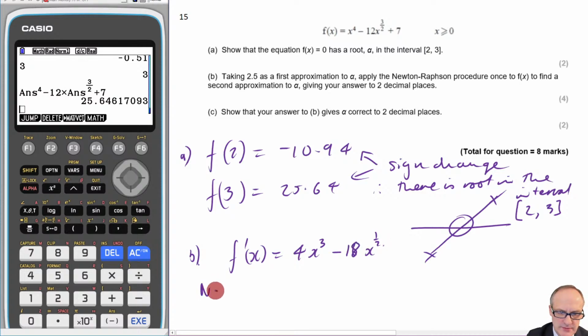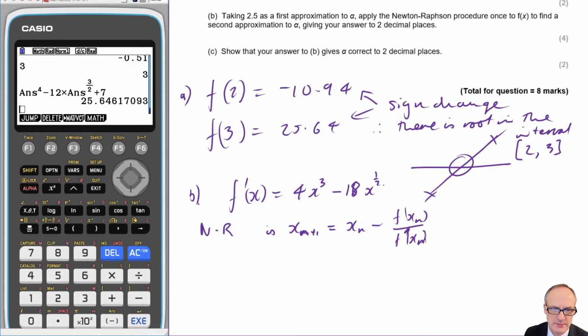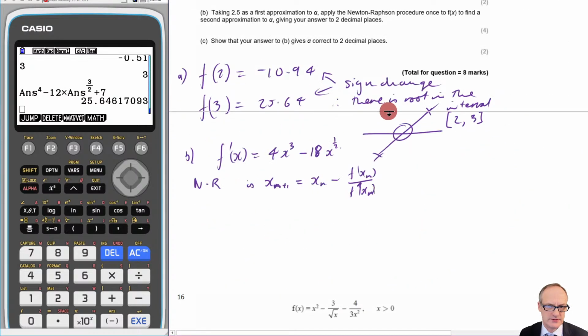Now, the Newton-Raphson method, I'm just going to call it NR, is x n plus 1, the next term, is equal to x n minus f of x n over f dashed of x n. Let me give ourselves a little bit more space. I'm just going to zoom out a little bit to give myself a bit more room.